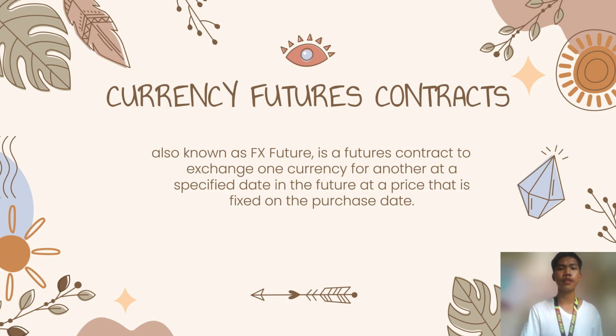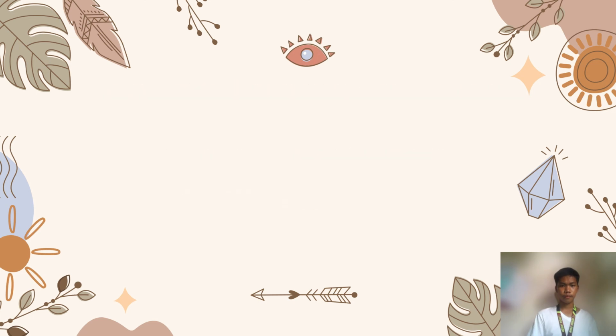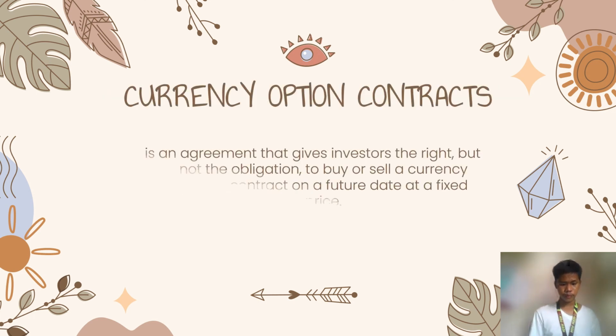Now let's move on to currency futures contracts. Currency futures contracts, also known as FX futures, are futures contracts to exchange one currency for another at a specified date in the future at a price that is fixed on the purchase date. Currency option contracts are agreements that give investors the right, but not the obligation, to buy or sell a currency futures contract on a future date at a fixed price.